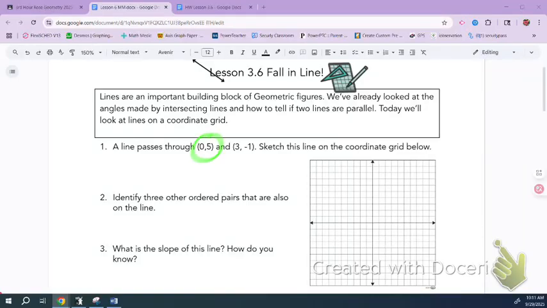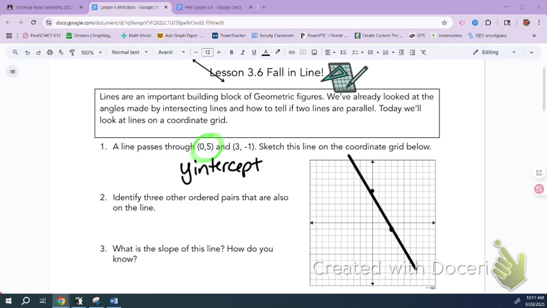Remember when x is 0, this is the y-intercept. So (0, 5). And then (3, -1)... Okay, we're going to end up graphing 3 lines today.